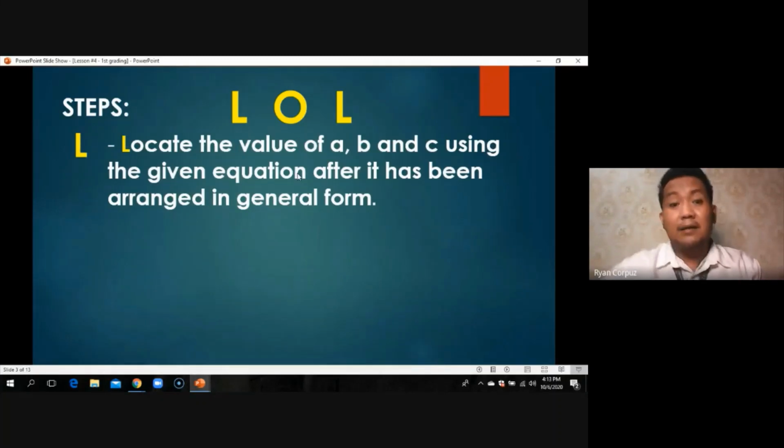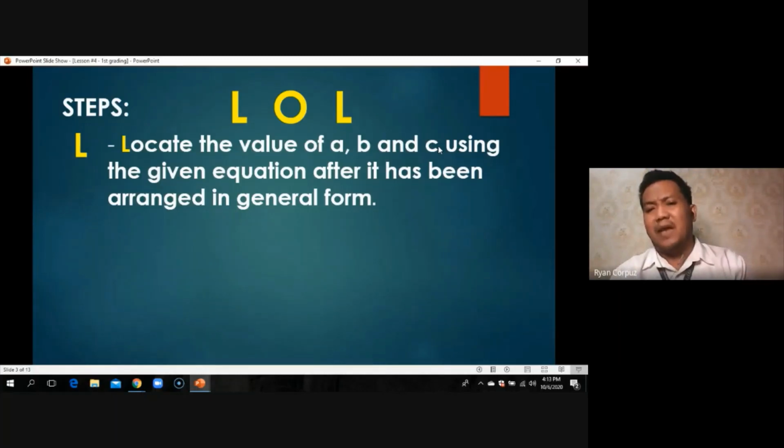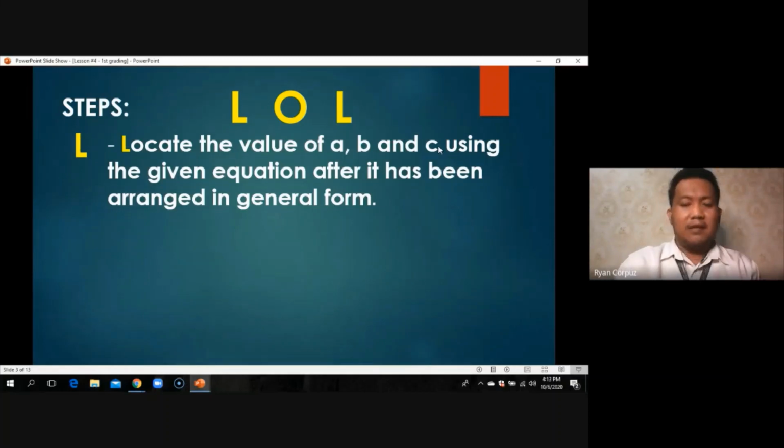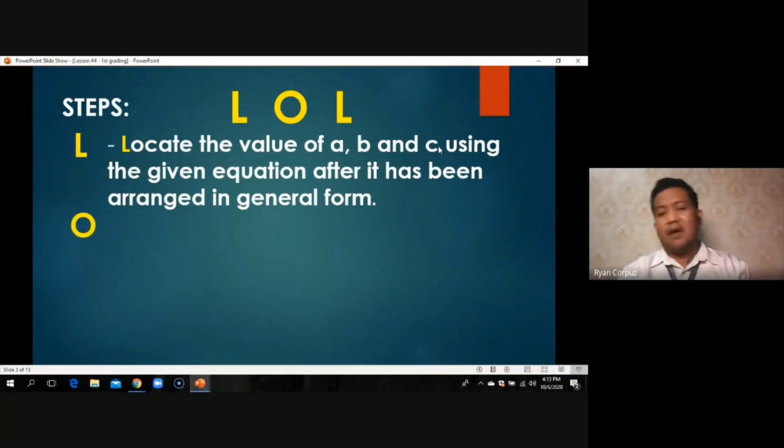A is the numerical coefficient of the quadratic term, while B is the numerical coefficient of the linear term. And of course, C is the constant term. So the first thing we're going to do is arrange the given equation in general form. Then after that, locate the value of A, B, and C. Why? Why do we have to do that? That is for the second step.